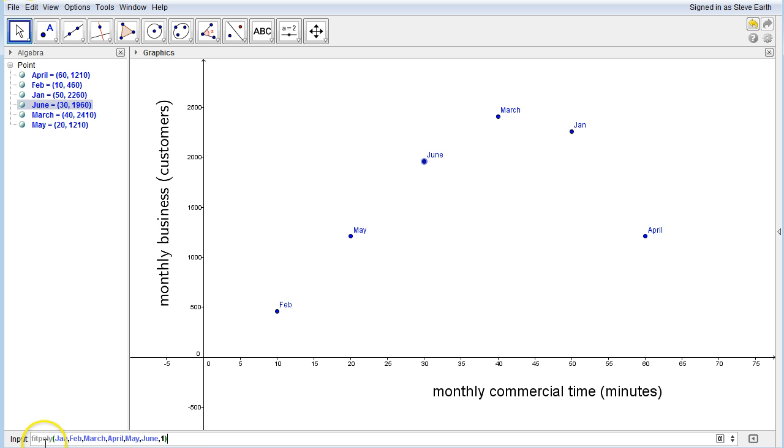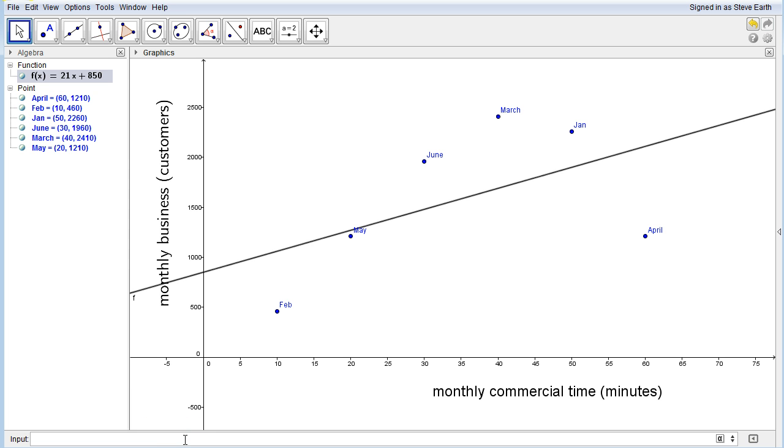Just to recap, FitPoly, and then in parentheses you put the points, which are January, February, March, April, May, June, because each one of those months has two variables associated with it. There's the amount of time of commercials, the x, and also how many customers we got that month. So every point actually represents an ordered pair. So I put in those months, and then I say comma 1, and let's hit enter and see what we get.